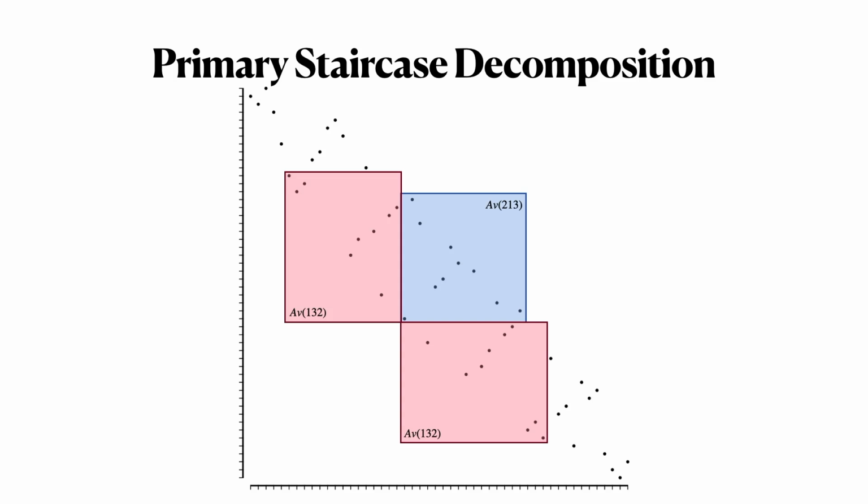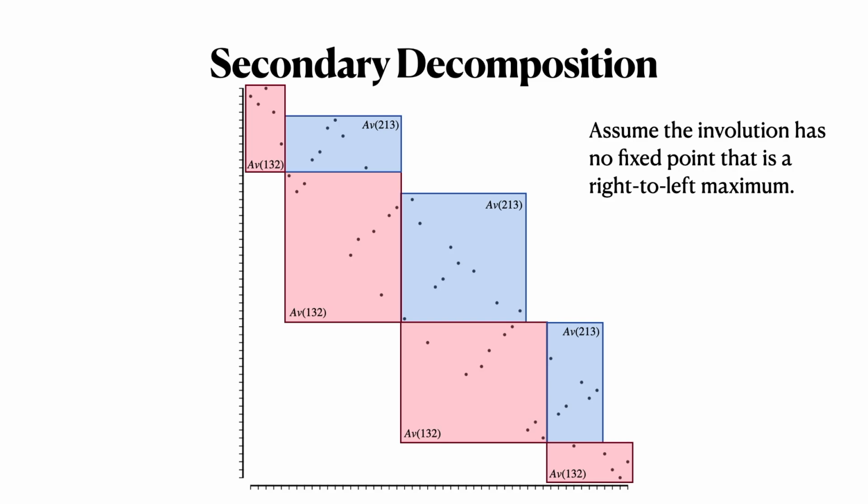And because we're working with involutions, we draw the mirror image of this box above. Now we sweep a horizontal line from the top right corner of the red box down as far as possible while avoiding 2, 1, 3, and repeat again with a red box. Before we describe the secondary decomposition, we now have to assume that we're working with an involution that has no fixed point that is also a right to left maximum. There can never be more than one of these, and this involution does have one. For now, we just delete it, and we'll worry about it later.